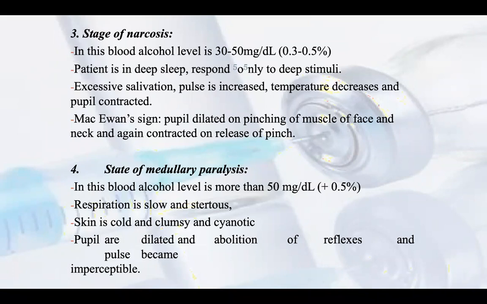Stage 4 is a state of medullary paralysis. In this, blood alcohol level is more than 500 milligram. Respiration is slow and stertorous. Skin is cold and clammy and cyanotic. Pupils are dilated, reflexes are abolished, and pulse becomes imperceptible.